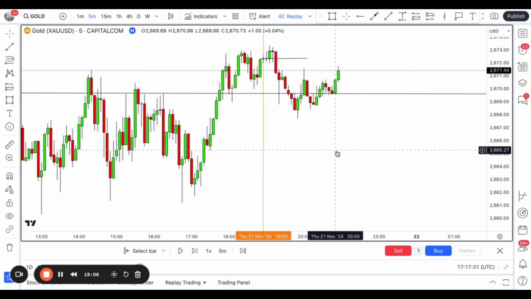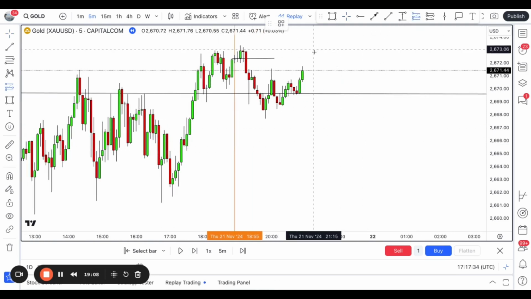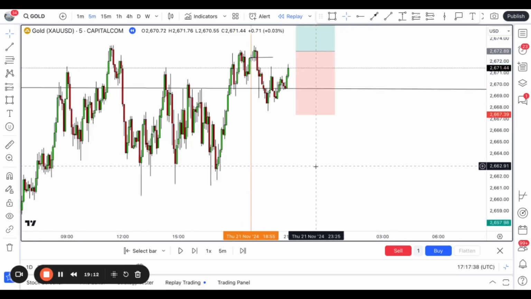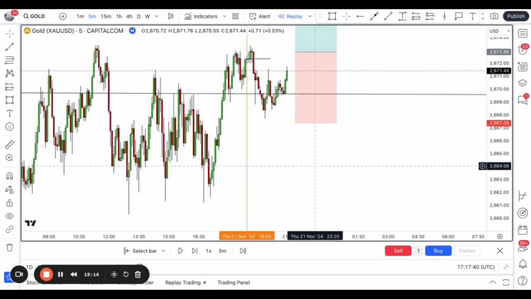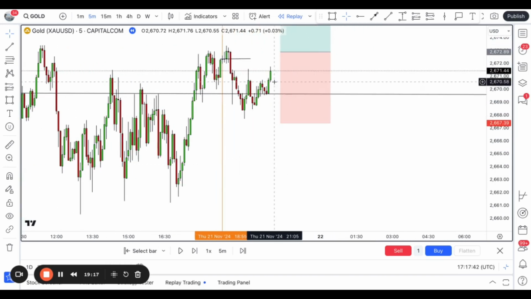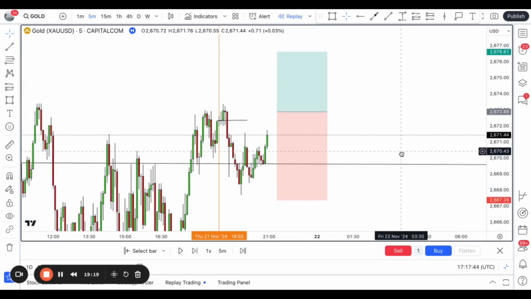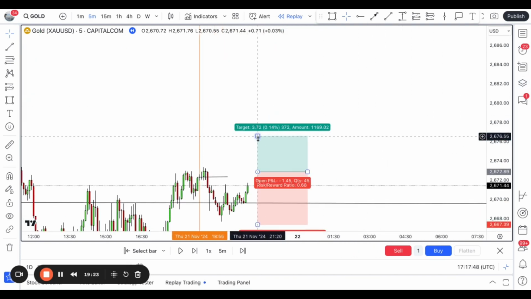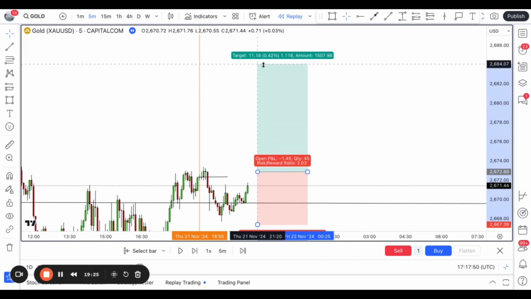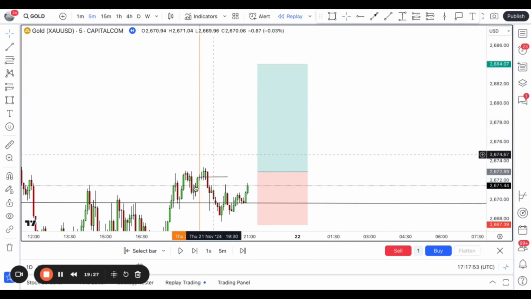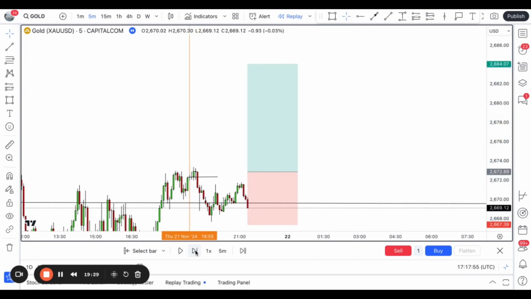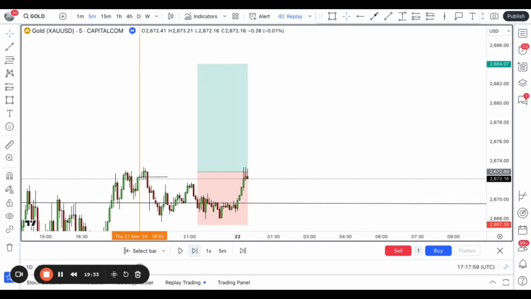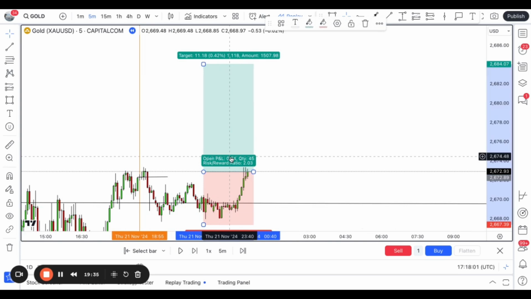I'm not liking this. I'm not liking it. So let's do it. It's a bit messy. It's an awful, awful time. It's the worst time of the day that you can possibly be trading this. So we've not been triggered. Right, so now we've been triggered.